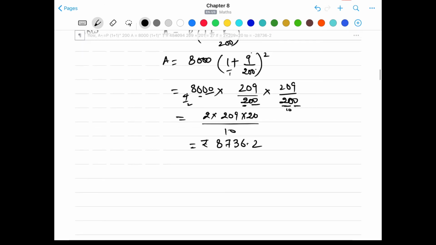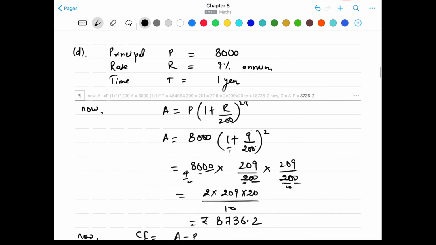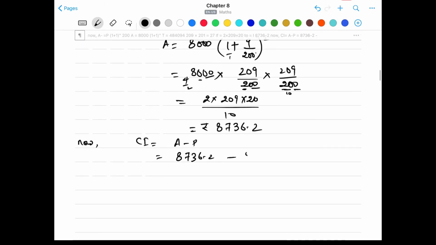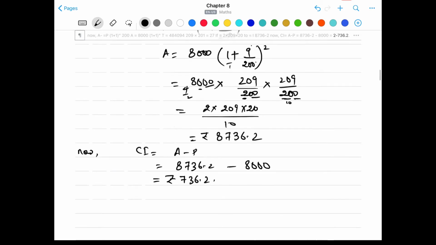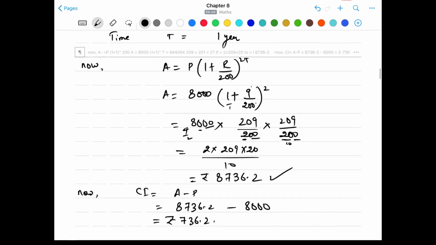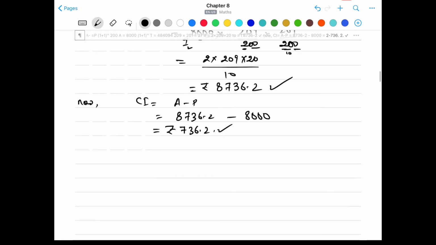Okay, now let's calculate the CI. Now CI will be equal to amount minus principal. Amount here is 8736.2 and the principal was 8000. So the CI is 736.2 rupees. Okay, so that's the answer. This is our amount and this is the CI.